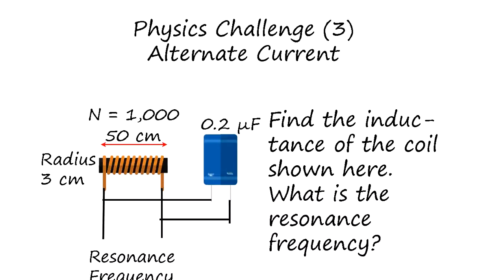Physics Challenge 3, Alternate Current. Now we have a coil, turn number is 1050, 10 centimeters long and 3 centimeters radius. So we can get the inductance L, and capacitance is 0.2 microfarad. Find the inductance first and find the resonance frequency.